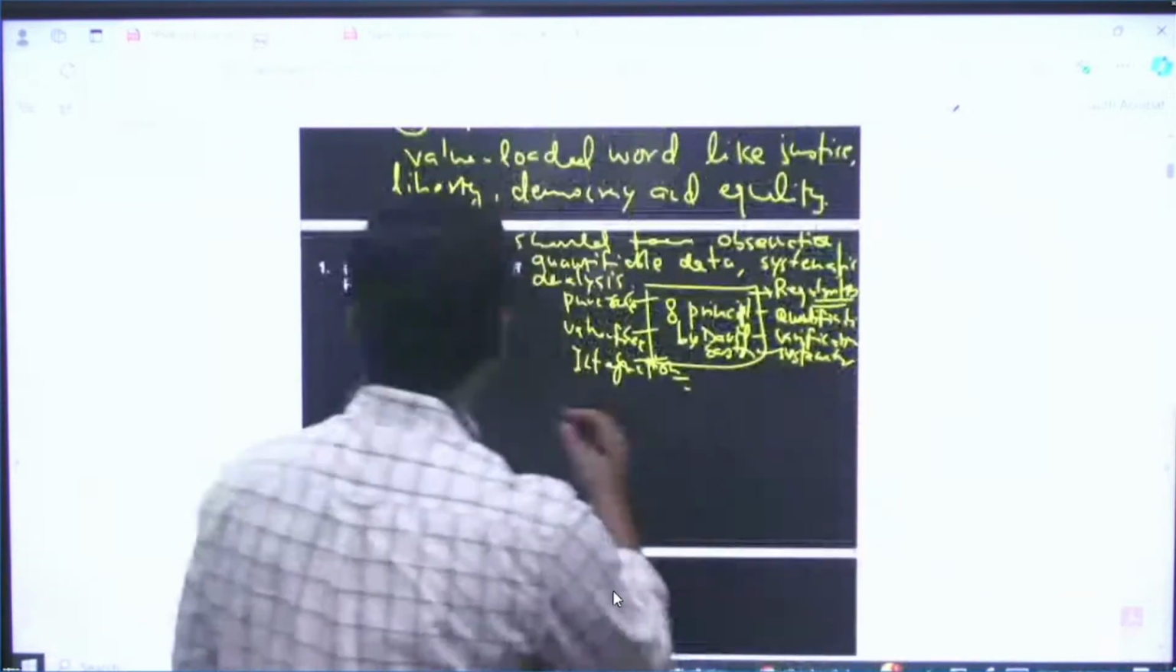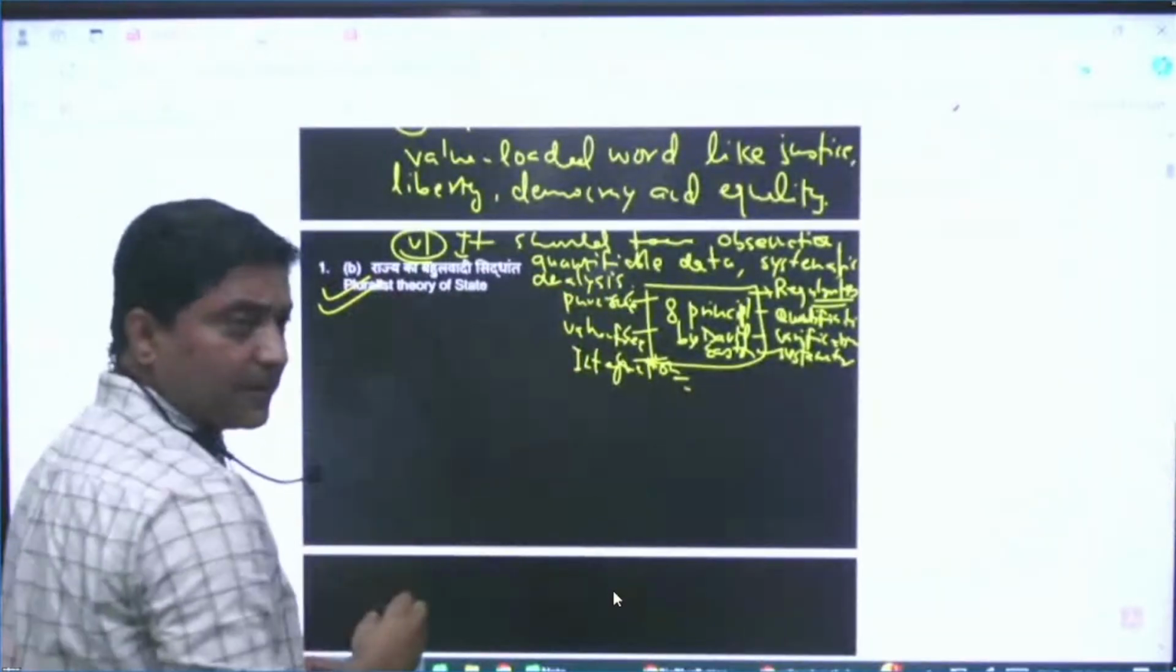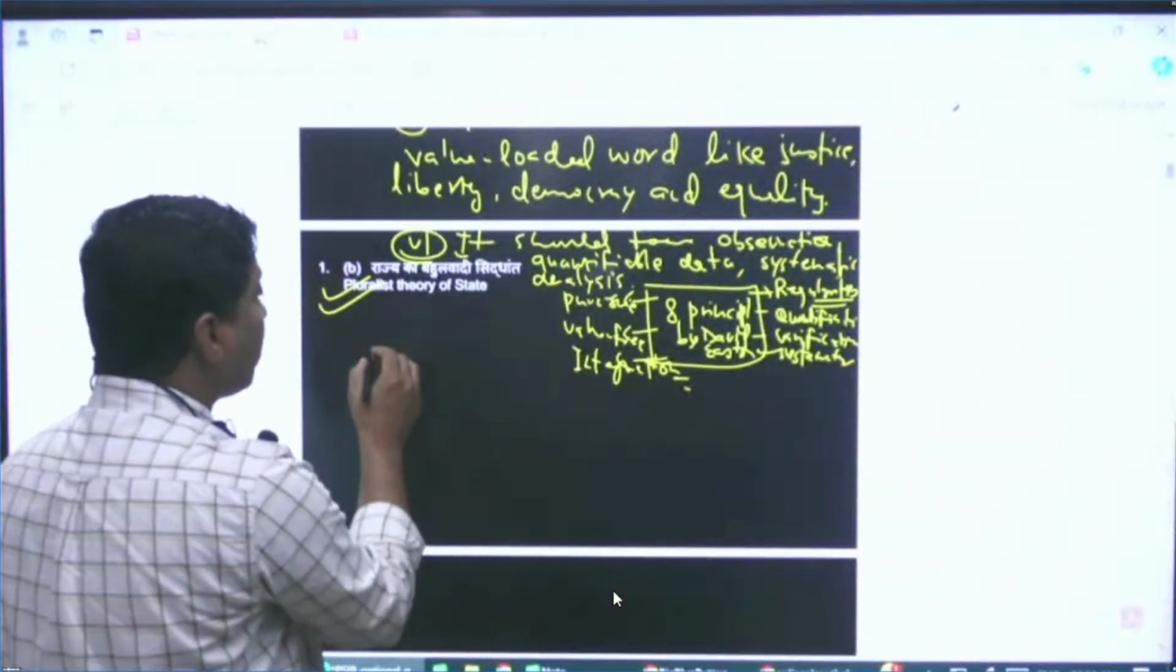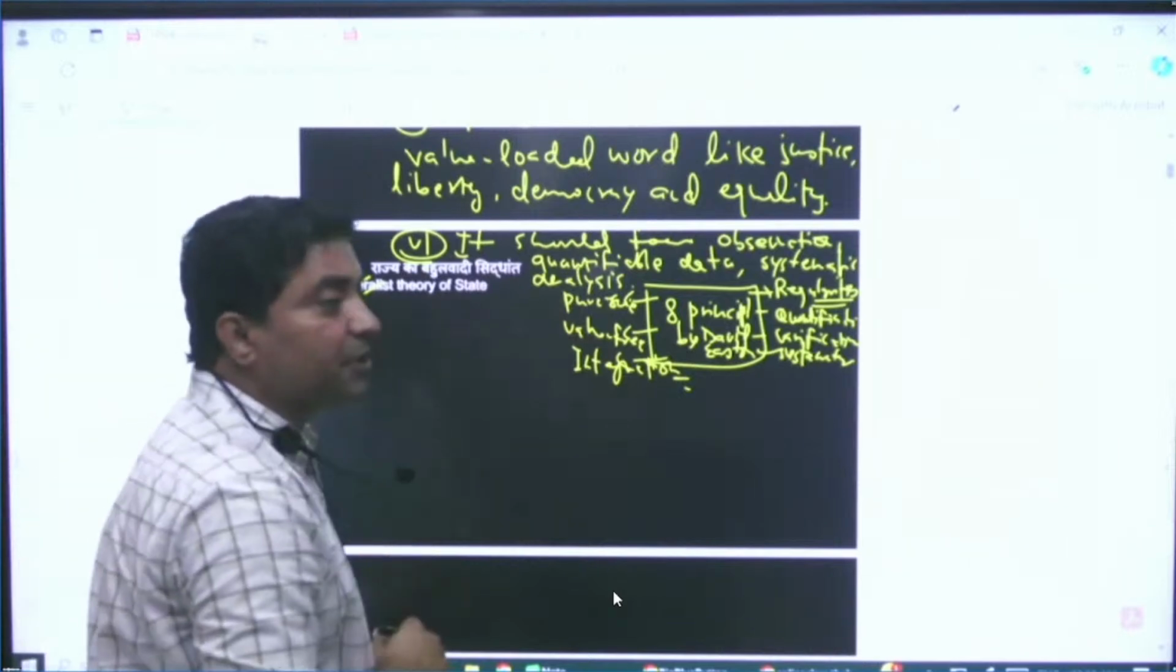Behavioral approach. Now come to the pluralist theory of state. I hope I have taught the pluralist theory of state. Pluralist theory of state is a sociological interpretation of state.